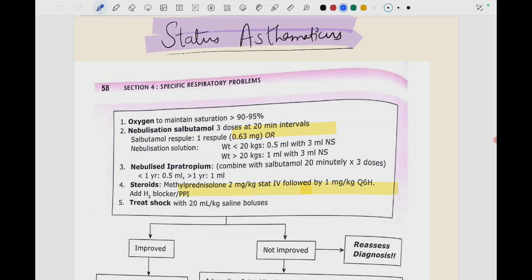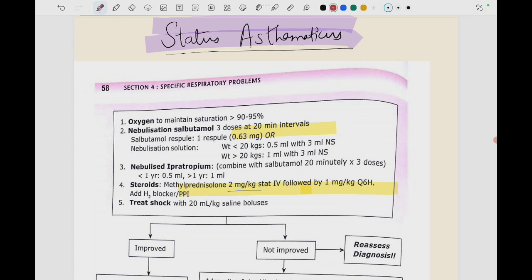Now we can use nebulization by ipratropium. Again, combined with salbutamol, 20-minutely, 3 doses can be given. And we can use steroids, methylprednisolone, 2 mg per kg stat IV, followed by 1 mg per kg every 6 hourly. So if even after nebulization by salbutamol and ipratropium, the status asthmaticus is not being controlled, then we can use methylprednisolone IV at the dose of 2 mg per kg. This is important to remember. Followed by 1 mg per kg every 6 hourly.